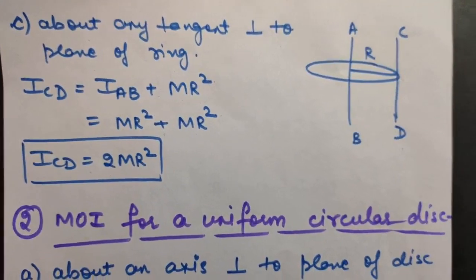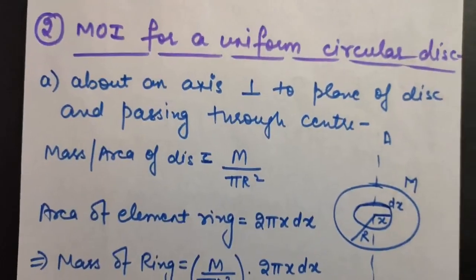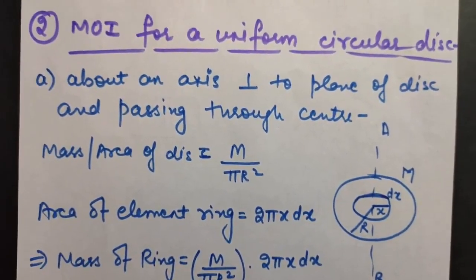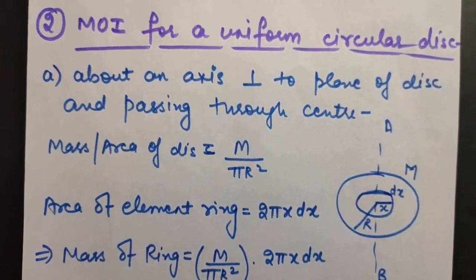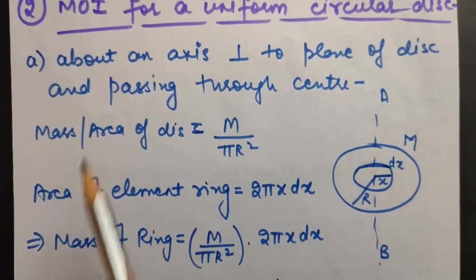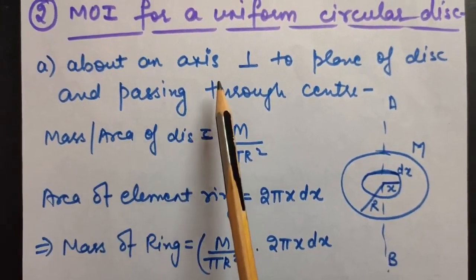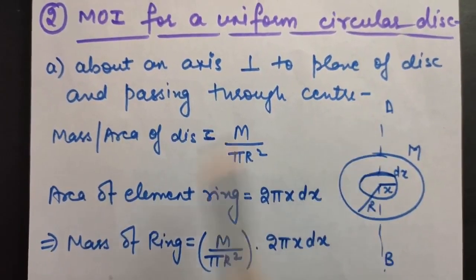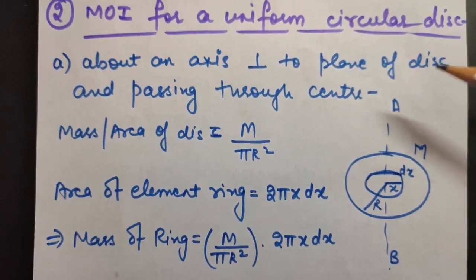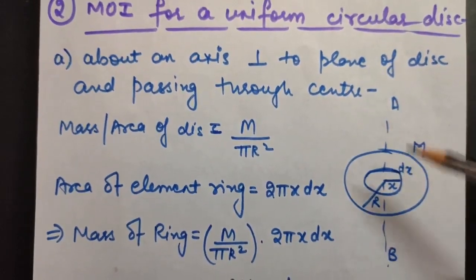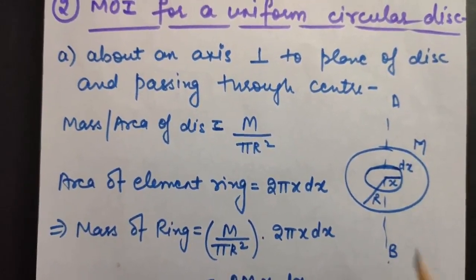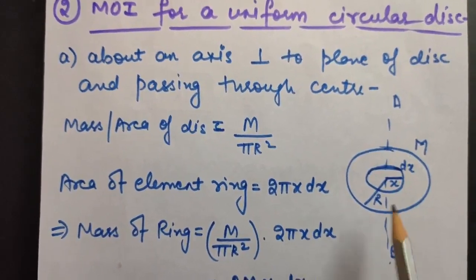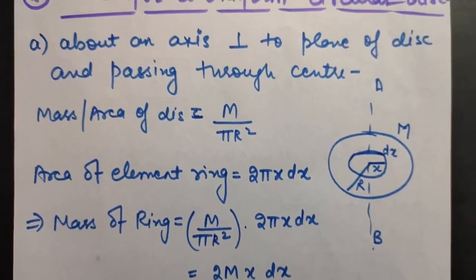Now let us calculate the moment of inertia for another body, a uniform circular disc. The first part is about an axis perpendicular to the plane of the disc and passing through the center. Let us suppose this AB is perpendicular to the plane of the disc and it is passing through the center. Now again we have to follow those 3 steps.